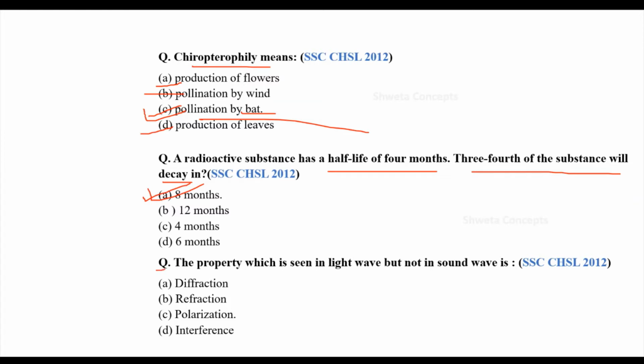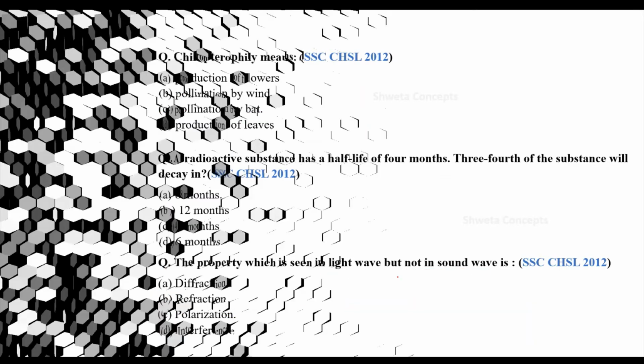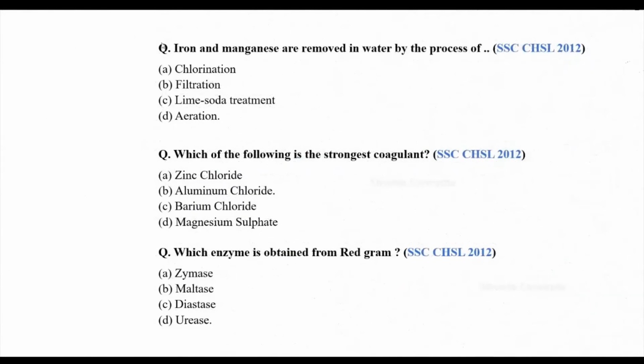Now next question is, which property is seen in light waves but not in sound waves? Options are diffraction, refraction, polarization, interference. The correct answer is polarization. So polarization is a critical property of light waves, not sound waves. Moving to the next. Iron and manganese are removed in water by the process of aeration. Remember, this is a very important and very common question. Water, iron and manganese: the process by which these are removed in water is aeration.